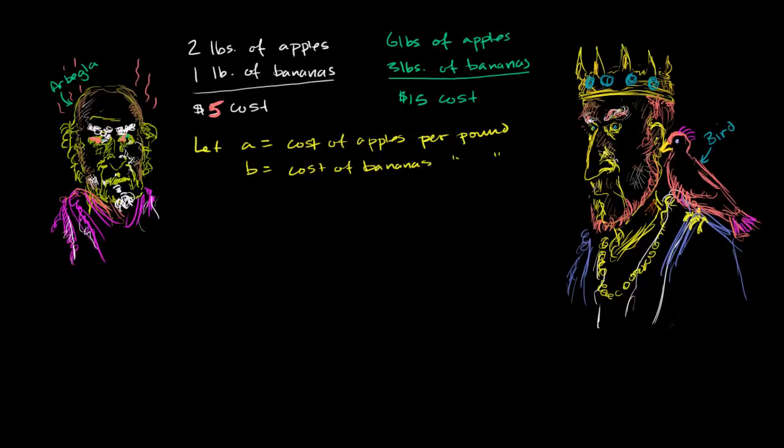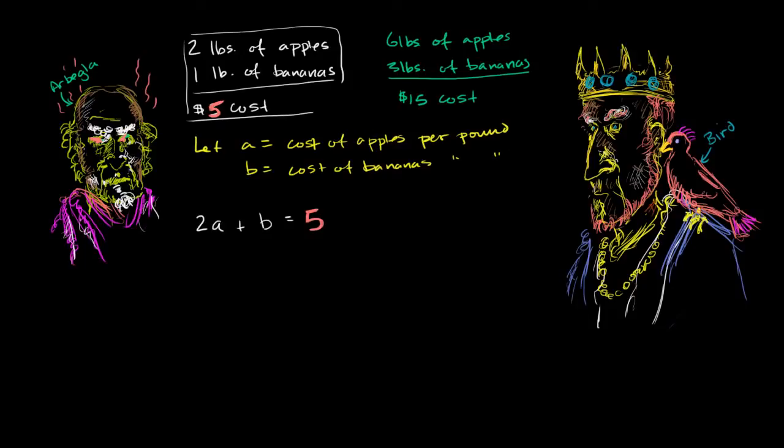So let's break it down using the exact same variables. You say, well, if A is the cost of apples per pound and B is the cost of bananas, this first constraint tells us that 2 pounds of apples are going to cost 2A, and 1 pound of bananas is going to cost B dollars, because it's 1 pound times B dollars per pound. Together that is now going to cost $5. This is the corrected number, and we saw from the last scenario, this information hasn't changed.